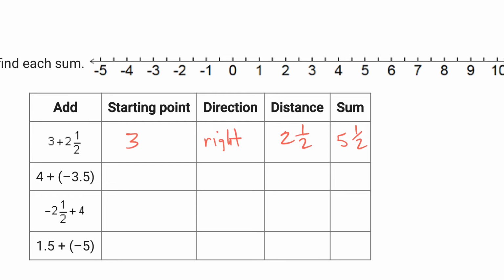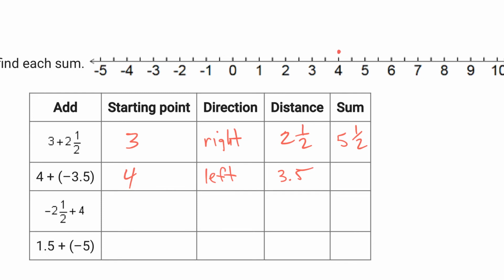See, because I start at 3 and I go 2.5, 1, 2.5. Okay, that's out. So the next one, my starting point is at 4. And the direction right here tells me it's negative, so it's to the left. And the distance is going to be 3.5.